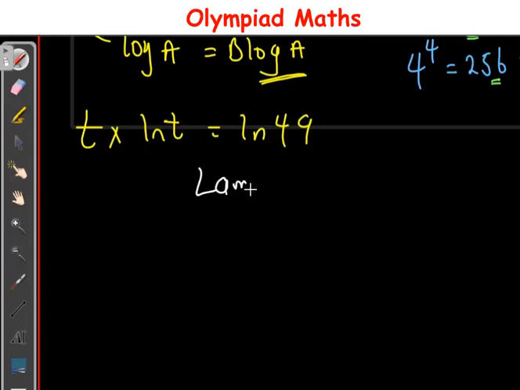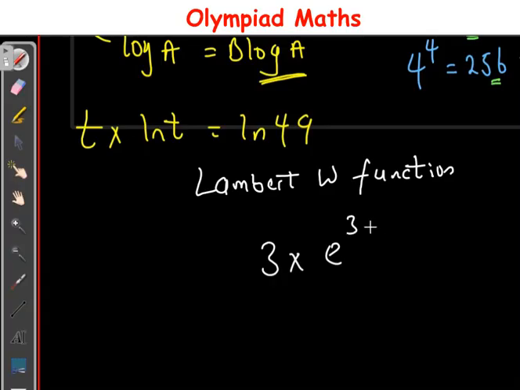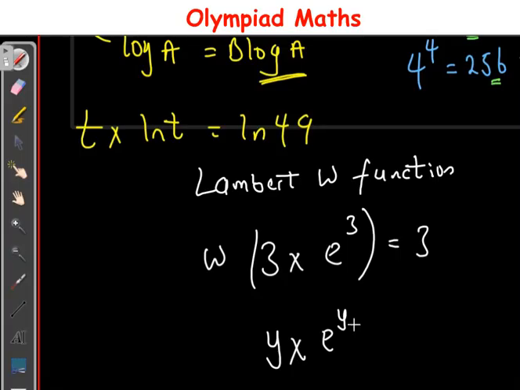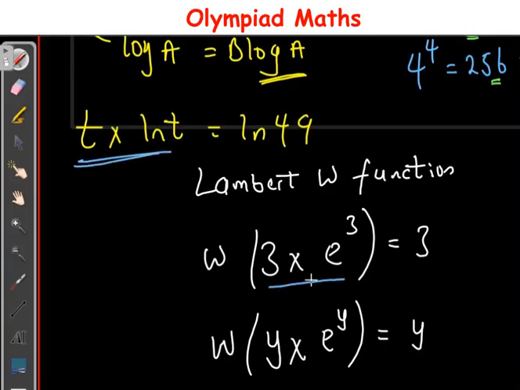So we call it the Lambert W function. Now, what exactly is this function? Suppose you have an expression of this form. Let's say you have 3 times e raised to power 3. If you have an expression like this, if you apply the Lambert W function to this, what you will get is 3. Now, let's say you also have y times e raised to power y. If you apply the Lambert W function to this right here, what you will get is y. But for us to apply this Lambert W function to this equation, we must first manipulate this to resemble something of this form.